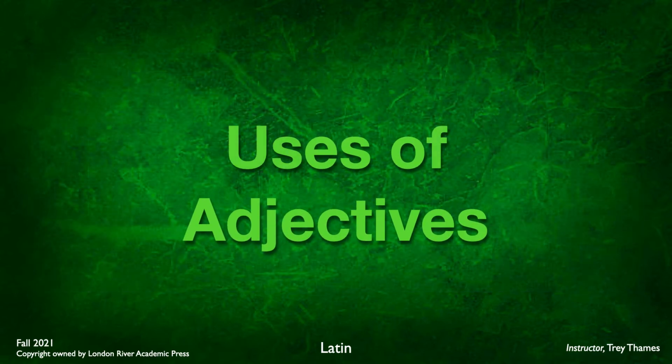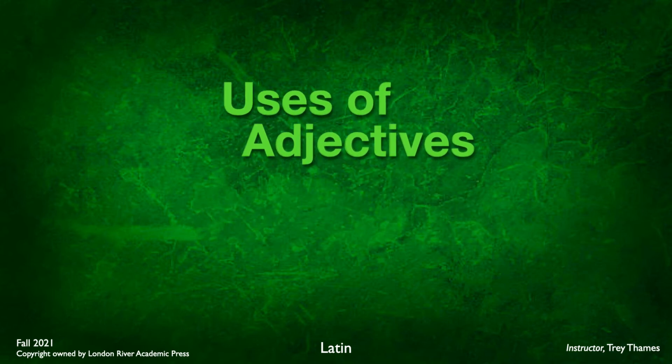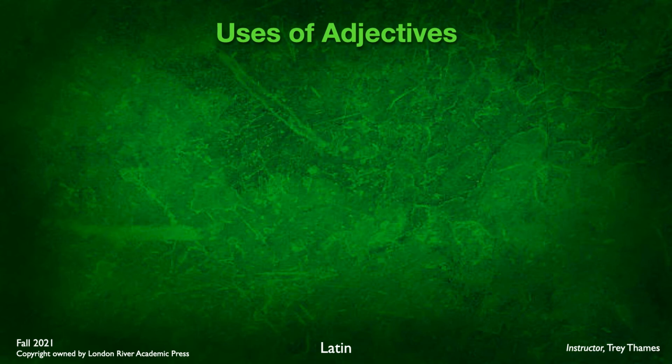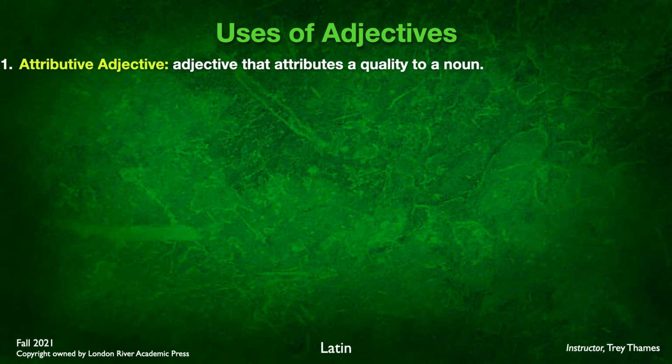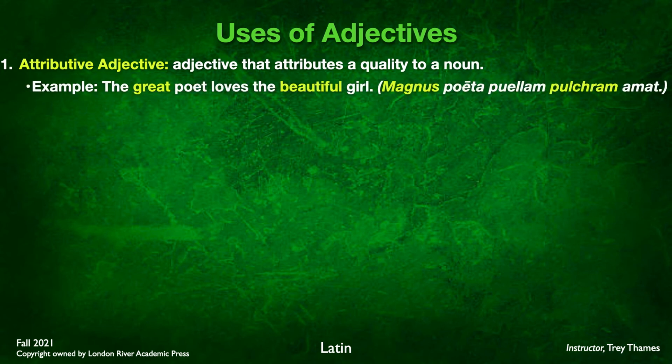So let's look at the various uses of the adjectives. Now, several of these, we're going to look at 4 of them, and I think we should know 3 out of the 4, and we'll just be learning one new one. The first category is the attributive adjectives. These are adjectives that attribute a quality to a noun. So a simple sentence would be, the great poet loves the beautiful girl. The great poet. Great is attributing an attribute to the noun poet. It's the great poet. And he is loving the beautiful girl. So the girl is being given the attribute of beauty.